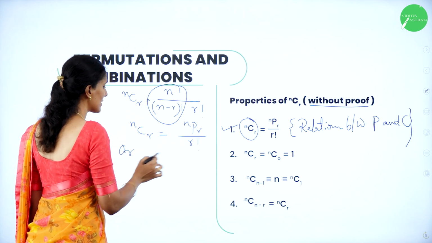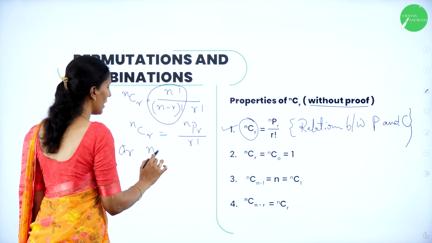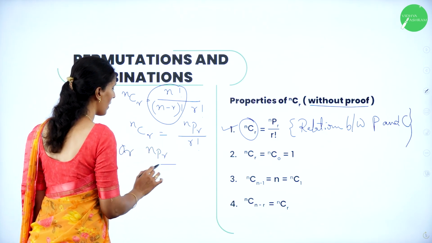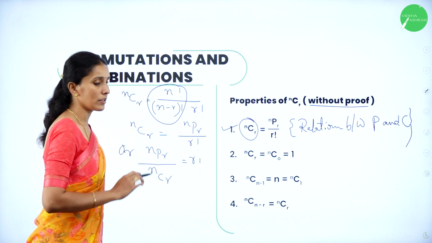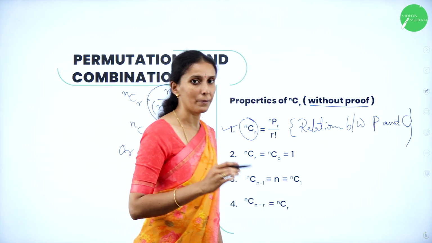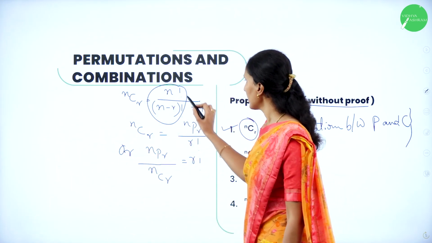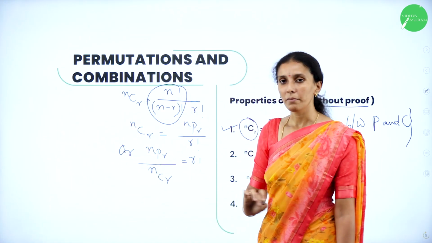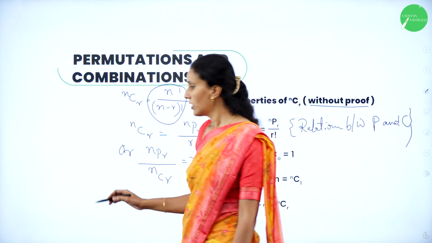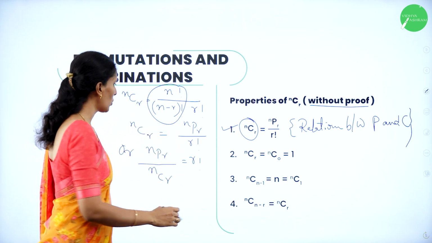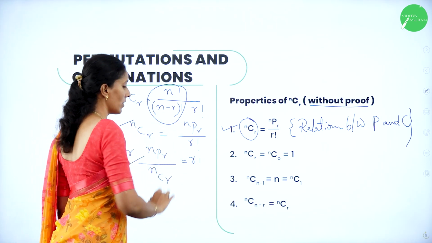Or I can write this as NPR divided by NCR is equal to r factorial. This is another form of relation between permutation and combination. So listen here, since n factorial by (n minus r) factorial can be taken as NPR, just replace it. So this formula can be written in 2 ways, either in this way or in this way.